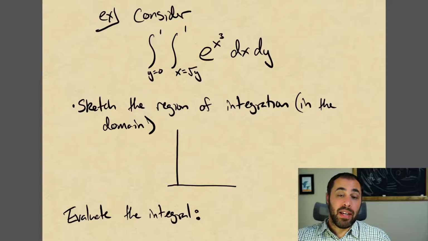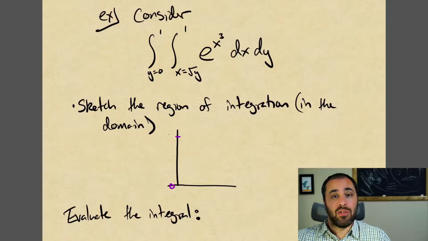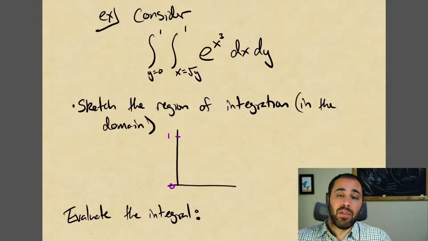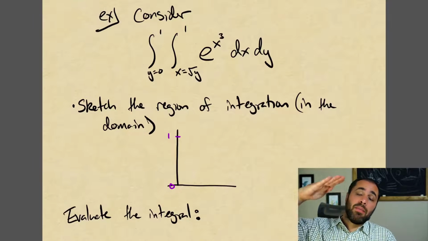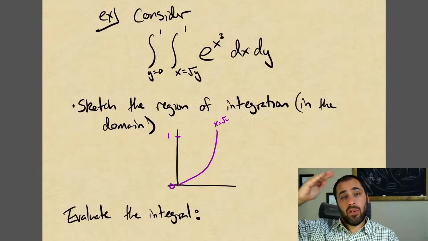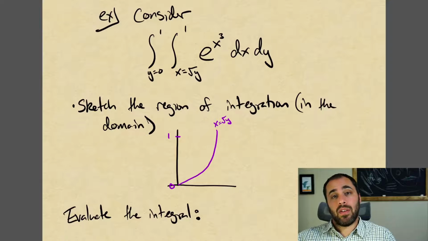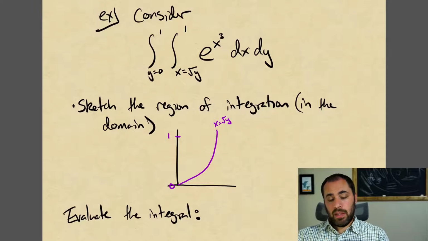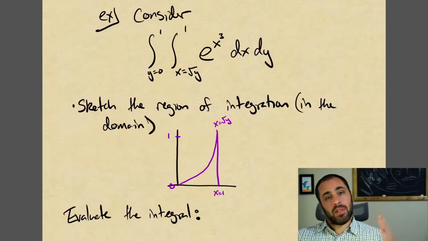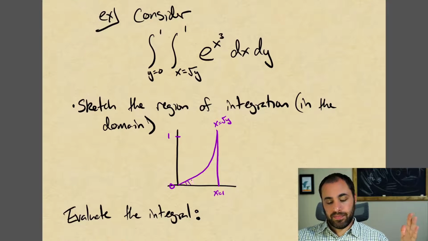Here we have an iterated integral. It's all ready to go. But before we integrate, I'd like to draw the region of integration. This is in the domain. So we see y is going from 0 to 1. So we can mark that off on the y-axis. And then for each of those y values between 0 and 1, we have x that's ranging from the line x equals root y, or the curve x equals root y, up to the line x equals 1.